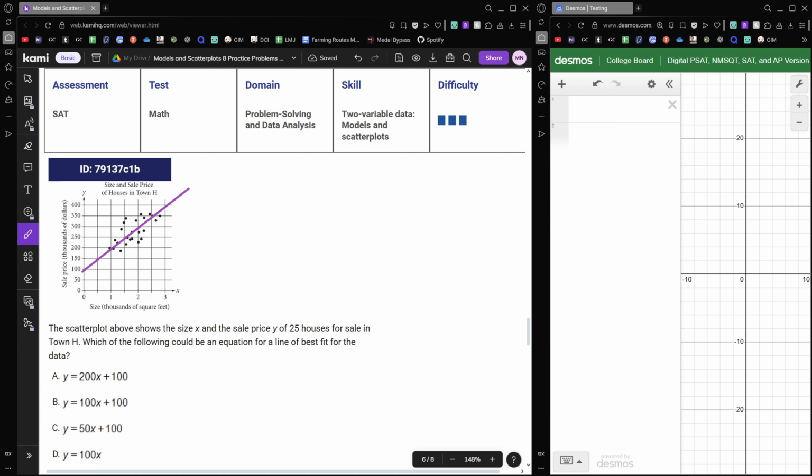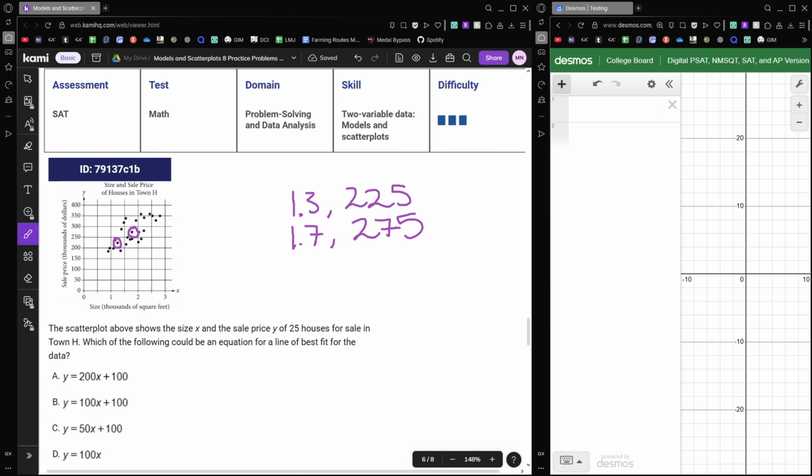Now, to do regression in Desmos, we need to choose 2 points. So I'm going to choose this point right here and this point right here, the ones that are in the center of the cluster. Alright, so I went ahead and wrote down our points. Now let's put them in Desmos.